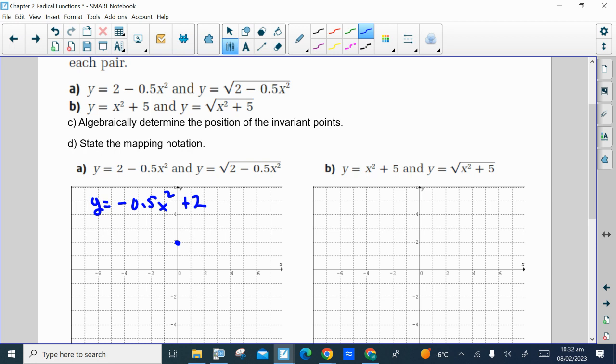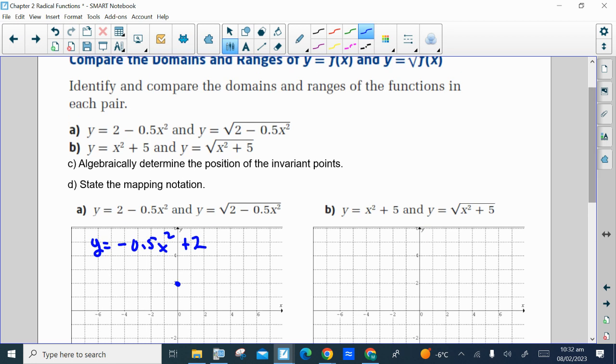Now, we can find where the x-intercepts are by letting y equal 0. If you let y equal 0, you can find out where those x-intercepts are. And on almost every diploma exam, there'll be a question where you have to find either the x or y intercepts for some function. The x-intercepts are always where y equals 0. The y-intercept is always where x equals 0.